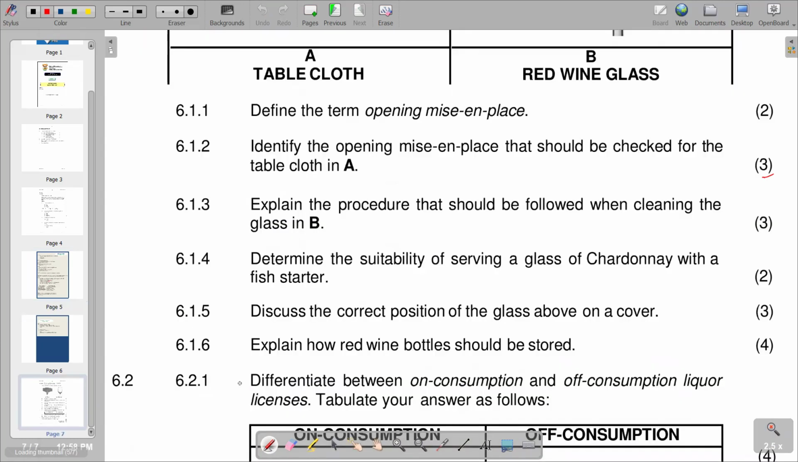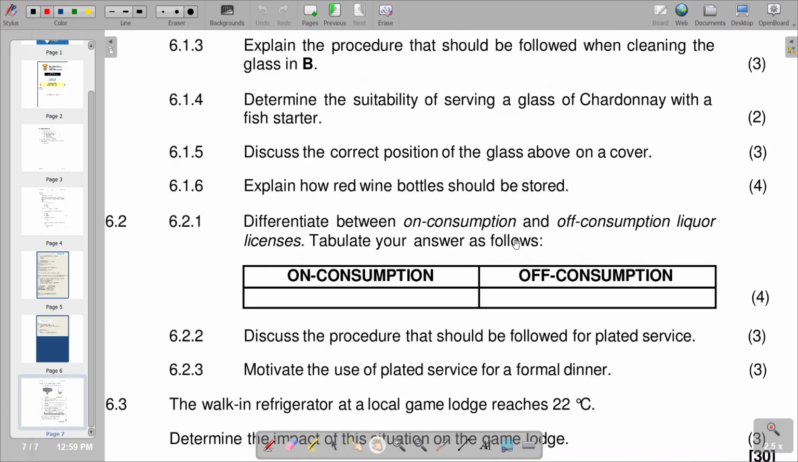So we move on to 6.2.1, which reads differentiate between on consumption and off consumption liquor licenses. Tabulate your answer as follows. So you see that we've got our formats. So on consumption, obviously, it's consumption on site, that is at the establishment. Then off consumption will be consumption out of an establishment. So on consumption is associated with bars whereby customers consume in the establishment. Then off consumption, we've got liquor shops where they come and buy and go.